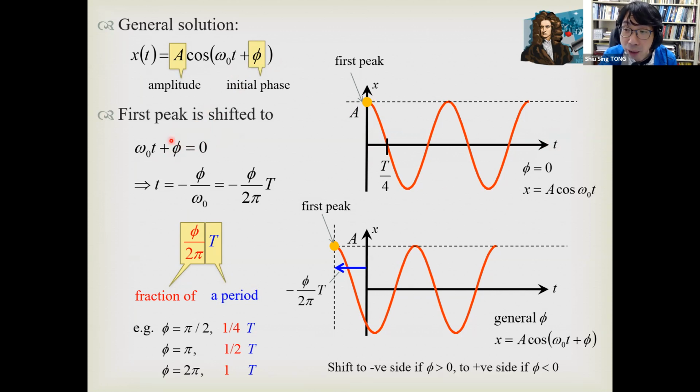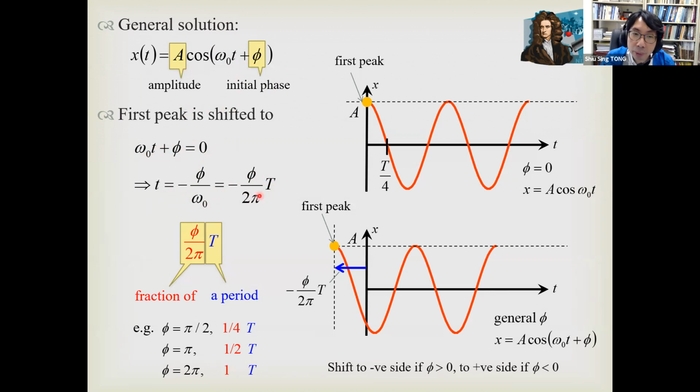So how do we find the first peak? Well, the first peak is always given by the argument of the cosine being 0, because when the thing inside the bracket is 0, the cosine is a maximum. So the first peak always corresponds to omega naught t minus phi equal to 0, and this equation will give me t equal to minus phi over omega naught. If you like, you can write omega naught in terms of the period T, and that gives you minus phi over 2 pi T.